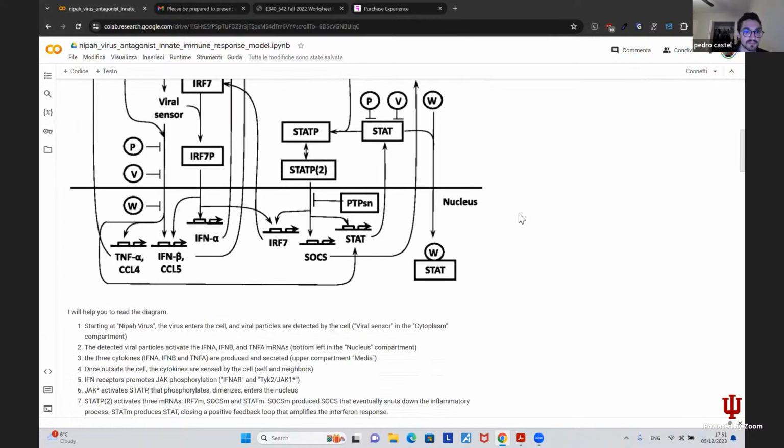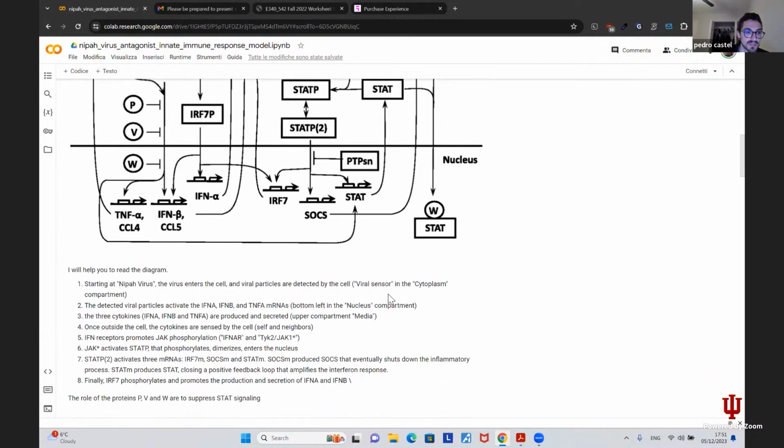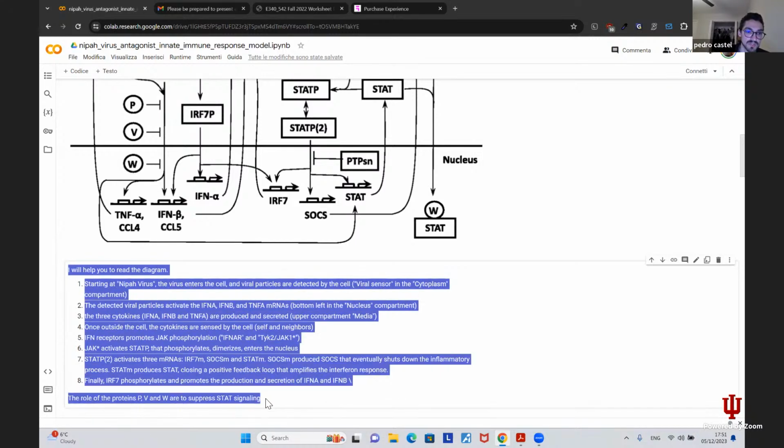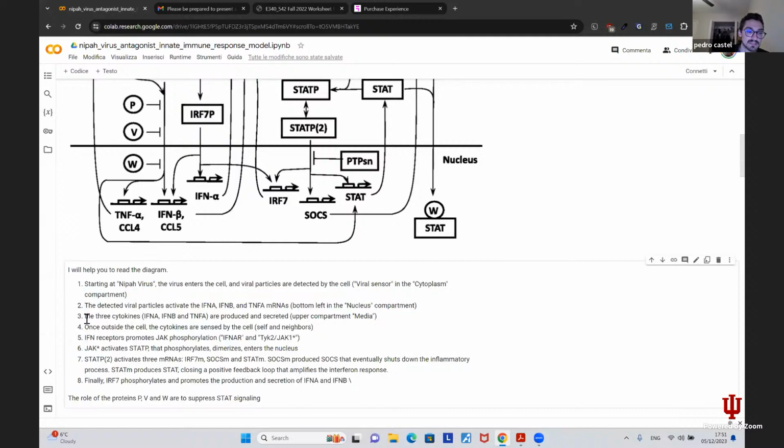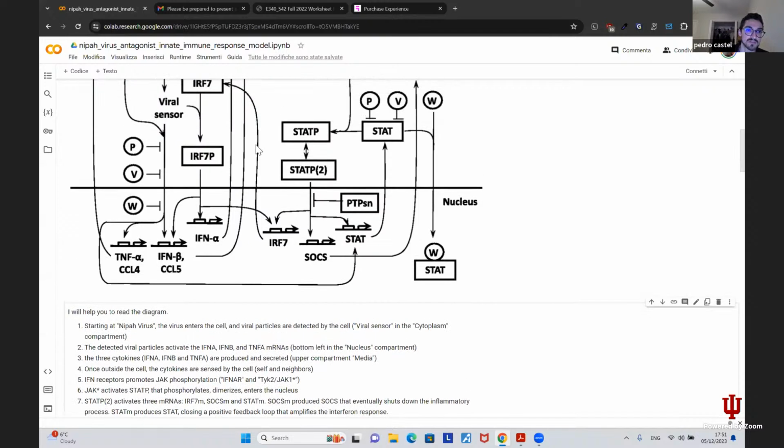So, enough of background. Here in my notebook, I have a little guidance on how to read this diagram because it's scary.